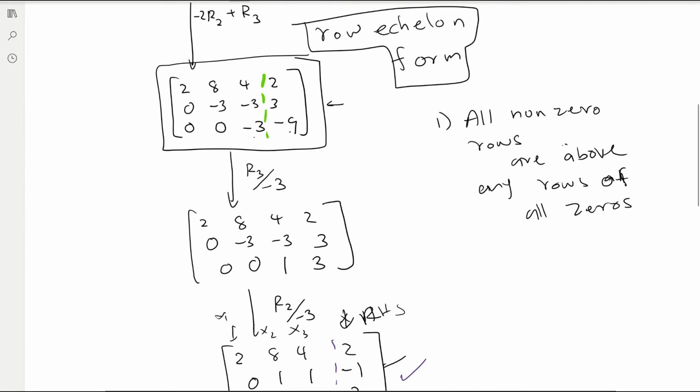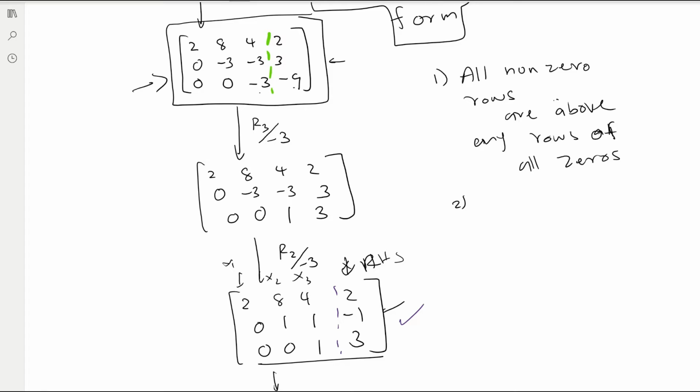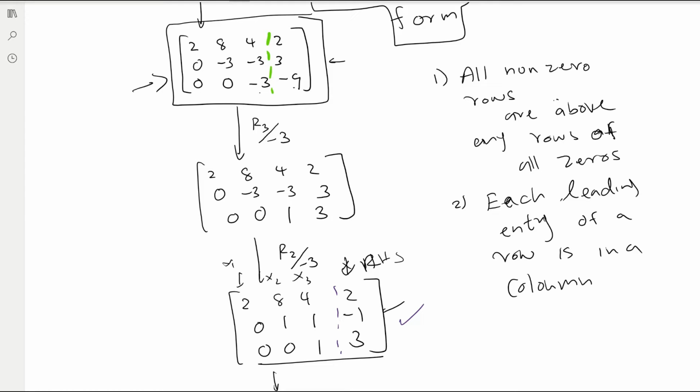Okay, so here for example, this I call the row echelon form. Here we don't have any all-zero rows. Okay, in every row there are at least one or two non-zero entries. Okay, right. Second thing is each leading entry of a row is in a column to the right of the leading entry of the row above it.